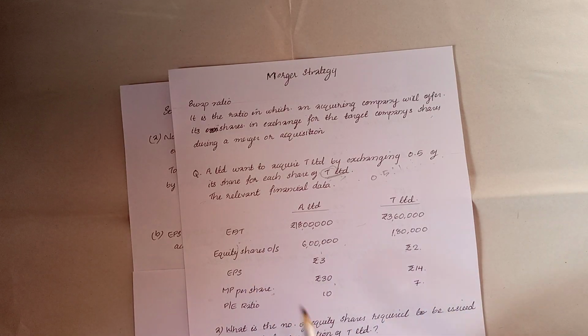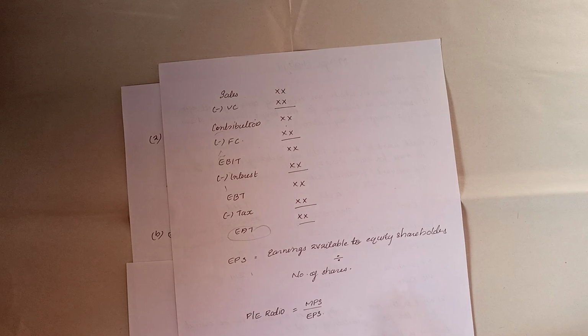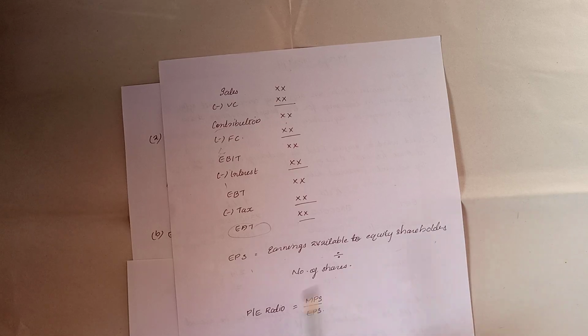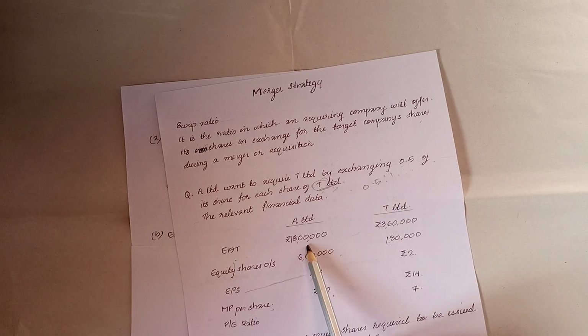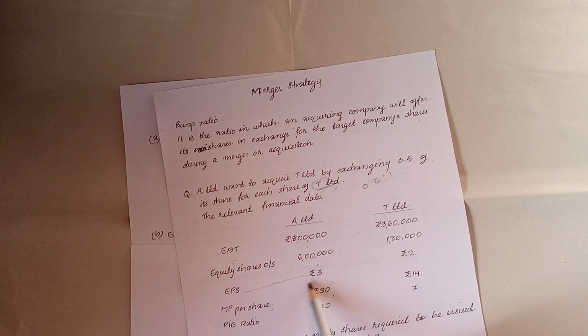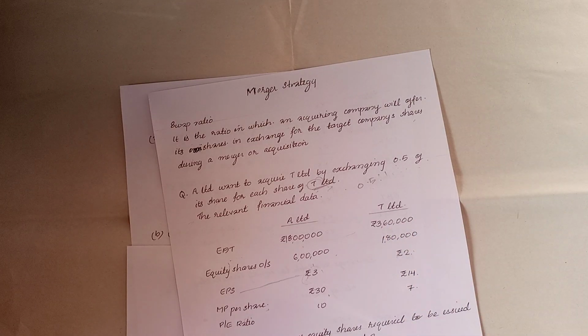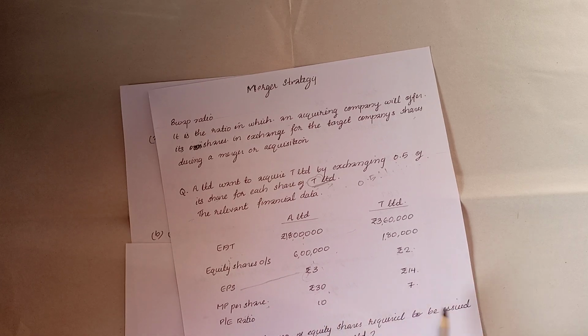Here EPS is already given in the question. How can we find EPS if it is not given? EPS is earnings available to equity shareholders divided by the number of shares. So 18 lakhs divided by 6 lakhs gives 3. For T Limited, 3 lakh 60,000 divided by 1 lakh 80,000 gives 2. It is already given in the question, but if it is not given and they ask for the EPS before the merger, we should find it like this. And the PE ratio is given as 10 and 7.